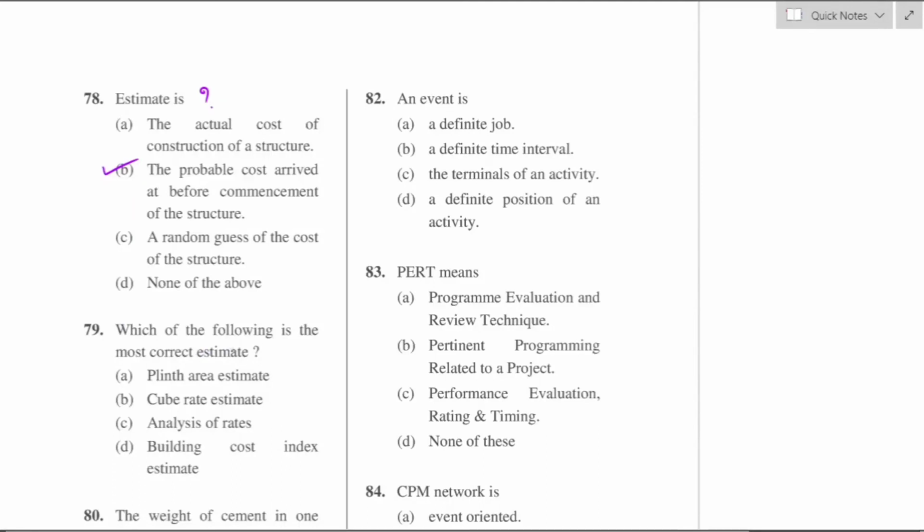Question number 79. Which of the following is the most correct estimate? Among these options, analysis of rate, also called detailed estimate. So detailed estimate is considered to be the most correct estimate. This detailed estimate contains schedule of rate, design charts, planning and drawings, and reports such as specifications.